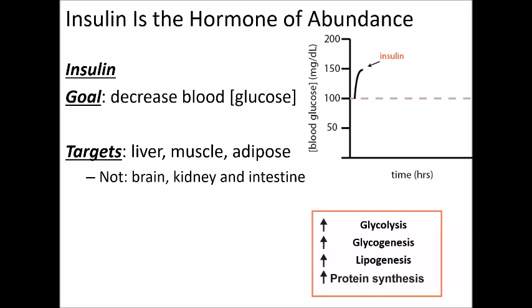Note, the targets are not the brain, kidney, or the intestines, and that's primarily because they don't have receptors for insulin. Insulin does other things as well. It increases the rate of glycolysis, glycogenesis, lipogenesis, and protein synthesis, all of which would help you in terms of exercise and exercise performance.